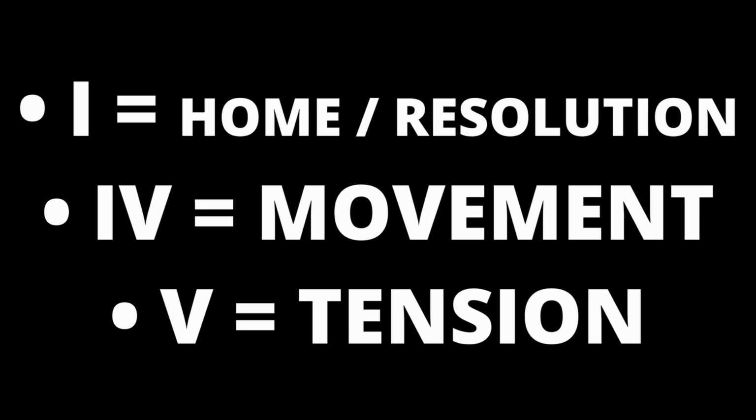The tonic chord is stable and feels like home. The subdominant provides you with some movement and takes you on a journey. And finally, the dominant creates tension. This instability needs to be resolved, which is what happens when you move back to the tonic chord.